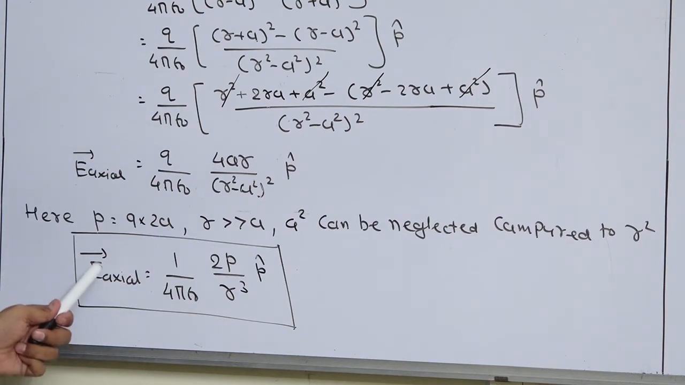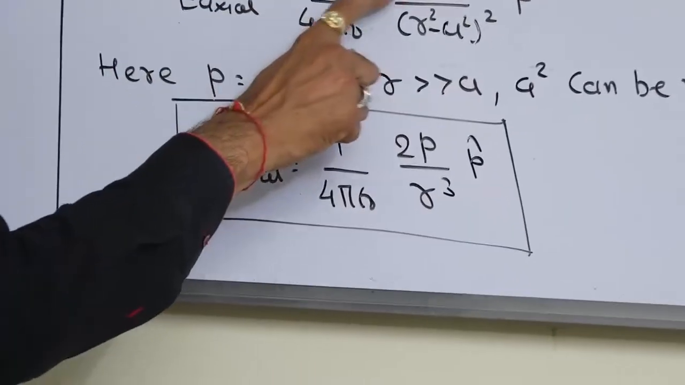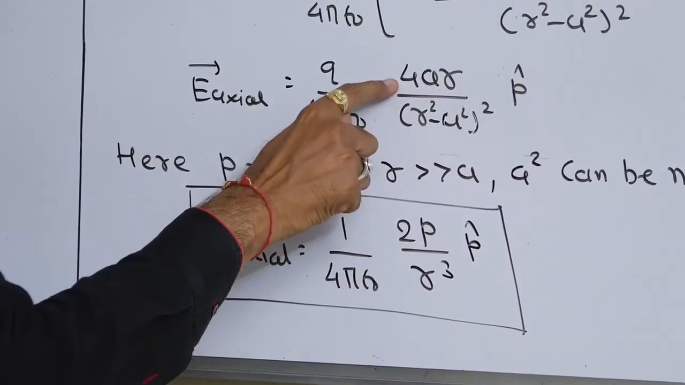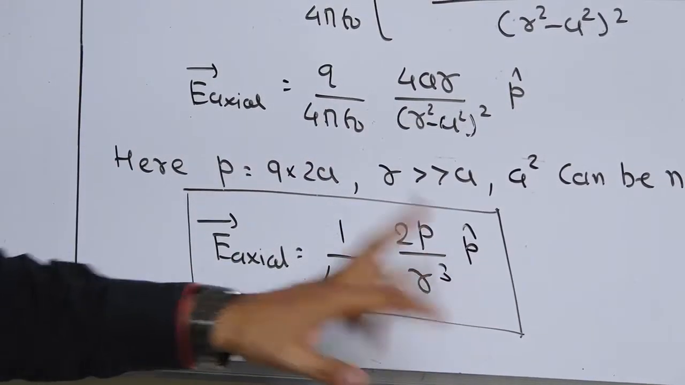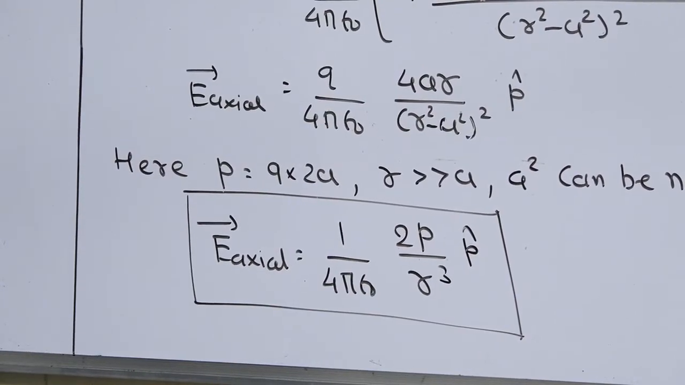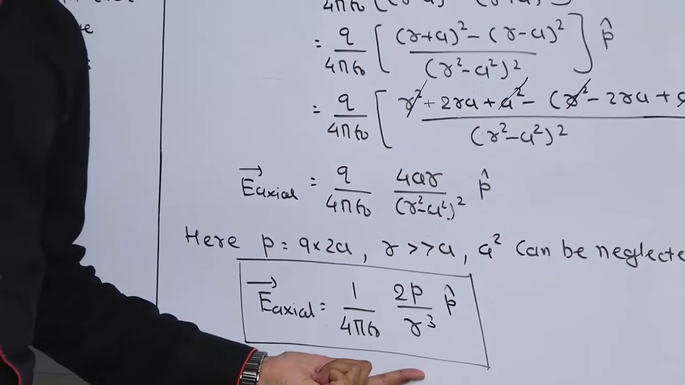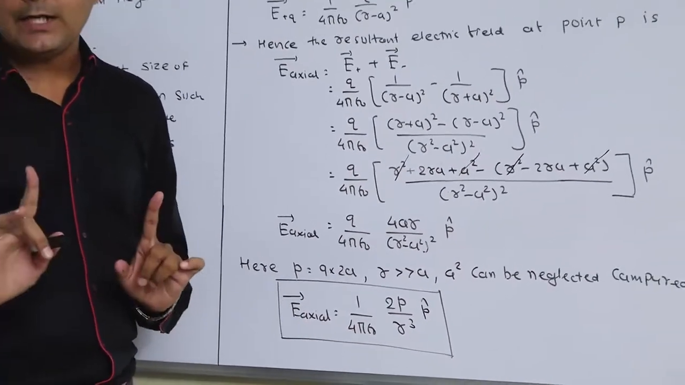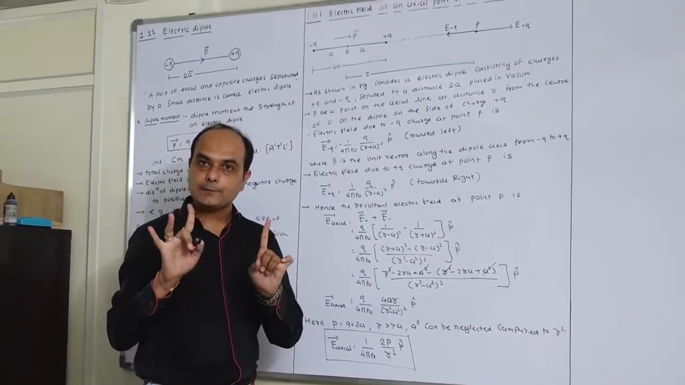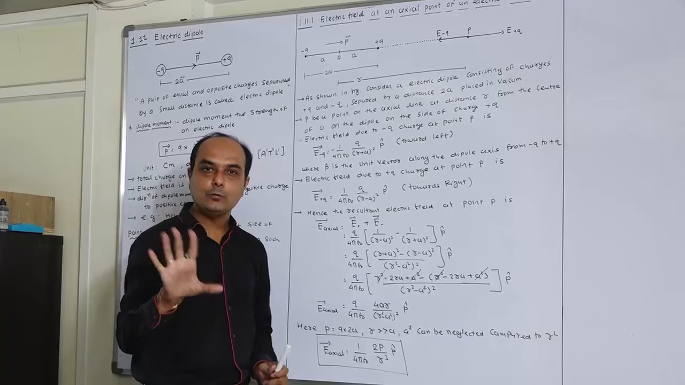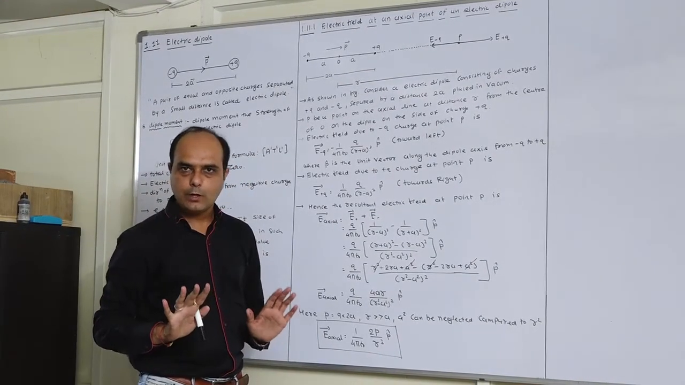So the last equation can be denoted by E axial equals 1 upon 4 pi epsilon 0, q into 2a replaced by p, 2 remaining, so write 2p divided by r cube, into p cap. Fine, student. So this is the electric field intensity on the axis of the dipole, given by 1 upon 4 pi epsilon 0 into 2p upon r cube into p cap.